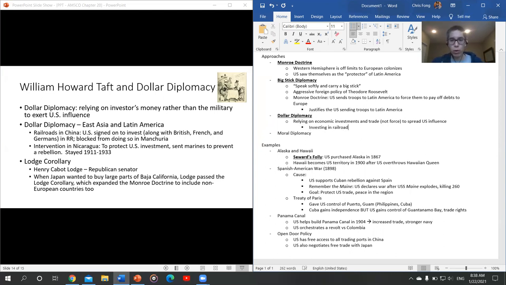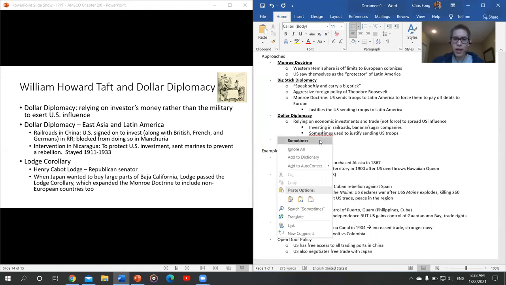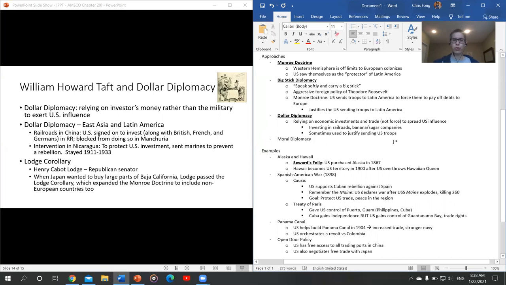So this is all about investing in railroads or banana or sugar companies as a way to get the U.S. in the door, their foot in the door. Now, this was sometimes used as an excuse, or sometimes used to justify sending U.S. troops. And so that kind of economic and military motivations do blur together here.